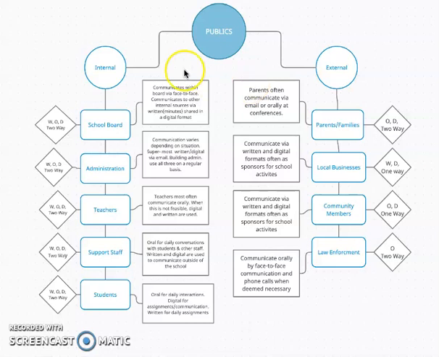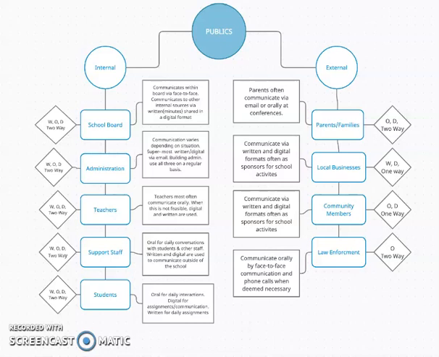First, if we look at the internal side, I have a variety of different ones listed here. I also mention what type of communication this is: W for written, O for oral, and D for digital. And I mention whether it is two-way or one-way communication. If we first look at the internal communication through the school board, I have that this is two-way communication, using all of written, oral, and digital formats.